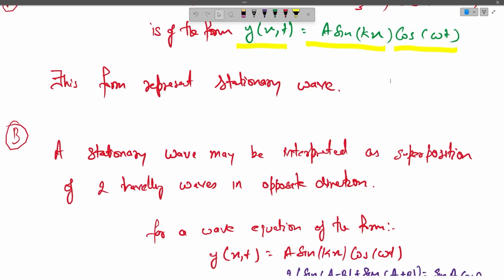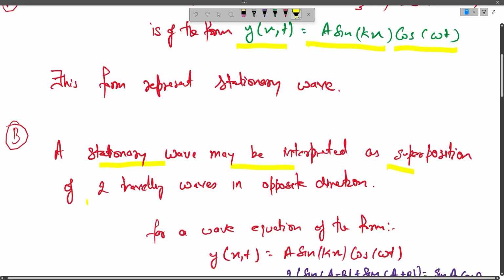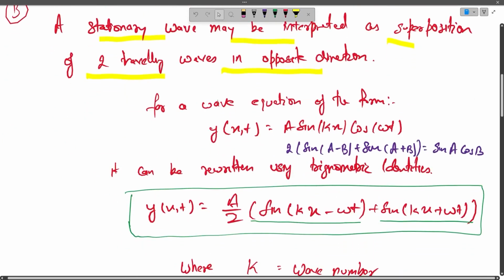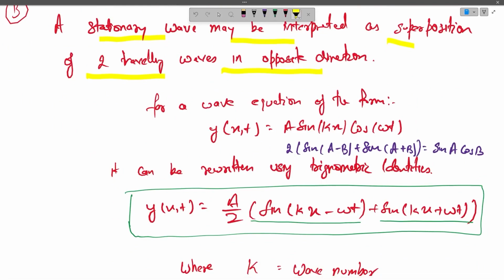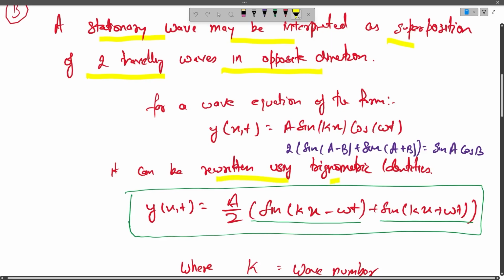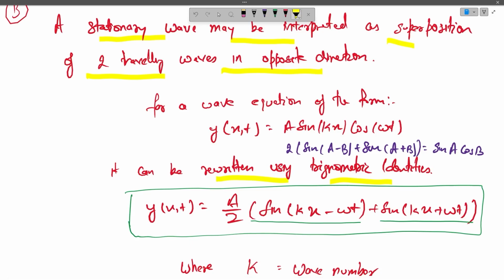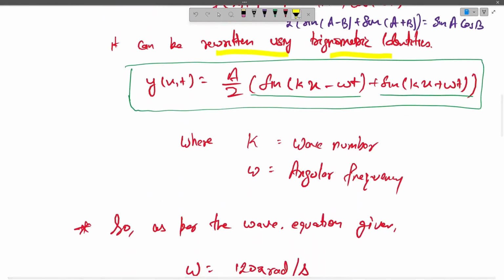Now the second question says to interpret the wave as a superposition of two waves traveling in opposite directions. We have to find the wavelength, frequency and speed. A stationary wave may be interpreted as a superposition of two traveling waves in opposite directions. For a wave equation of the type A sin(kx) cos(ωt), using trigonometric identities, 2 sin A cos B = sin(A−B) + sin(A+B), we can rewrite it as y(x,t) = A/2 [sin(kx − ωt) + sin(kx + ωt)], where k is the wave number and ω is the angular frequency.